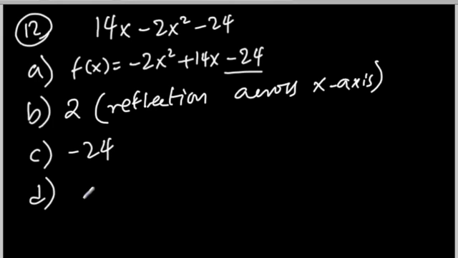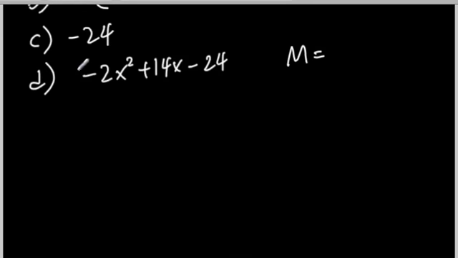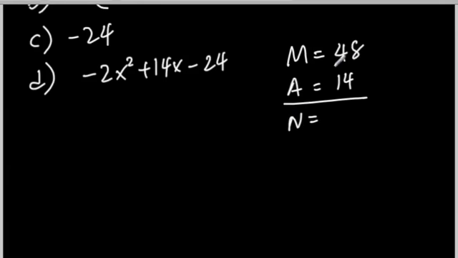D says find the factored form, so it's negative 2x squared plus 14x minus 24. So let's, using the man method, it's negative 2 times negative 24, which is 48. A is the middle term, which is 14. So we have to find two numbers that multiply to 48 and basically add up to 14. So I'm thinking of, well, what two numbers would multiply to 48 and add up to 14?